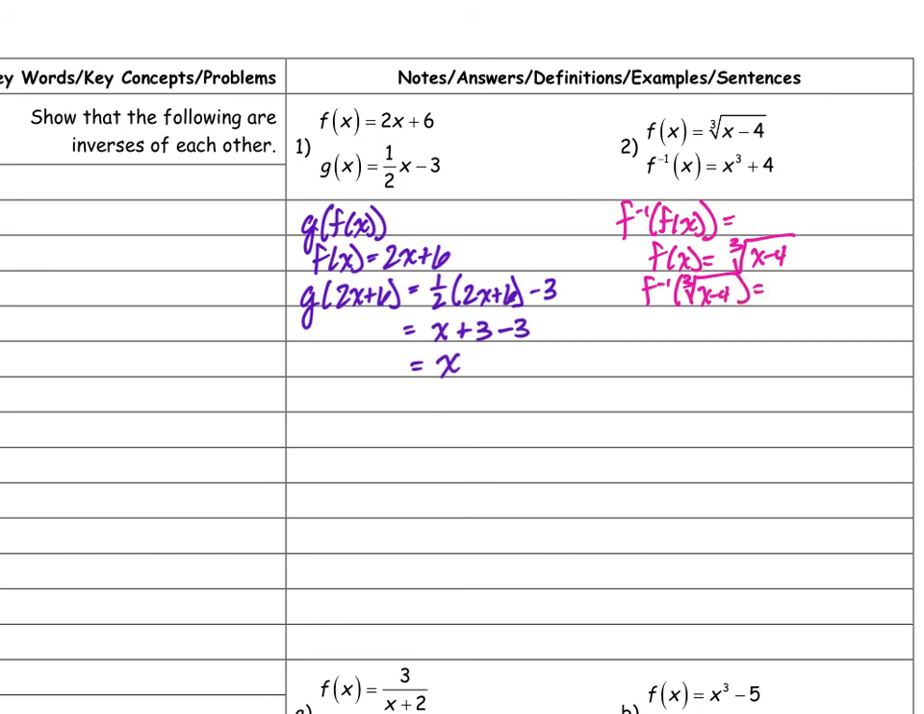So that's going to give me, let's see, what does that give me? That gives me the cubed root of x minus 4, cubed, plus 4. Well, the cube and the cube root cancel. The cube cancels out the cube root. So I get x minus 4 plus 4, which equals x. So they're inverses of each other.